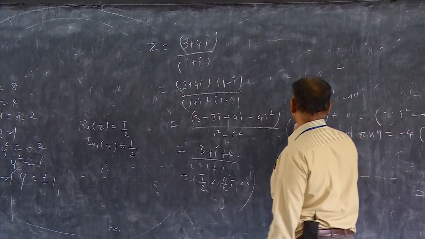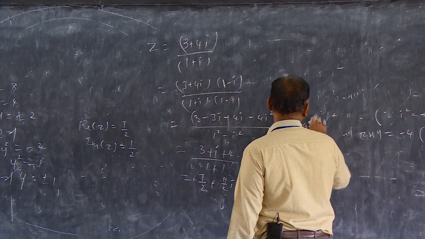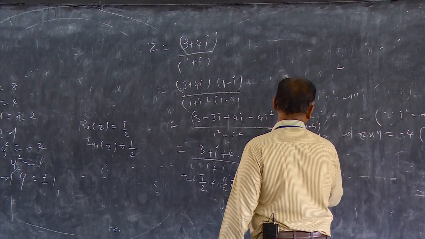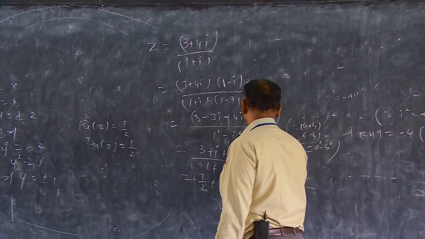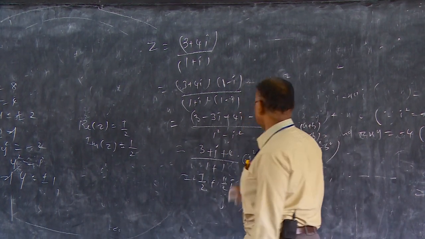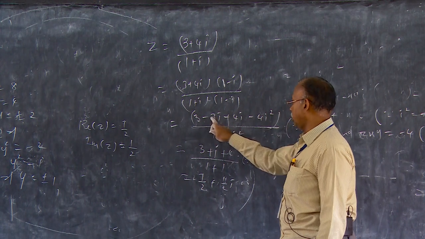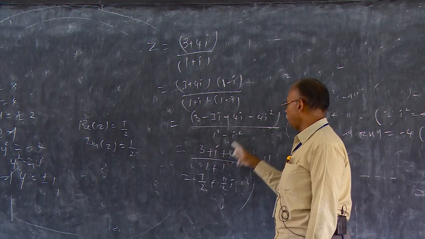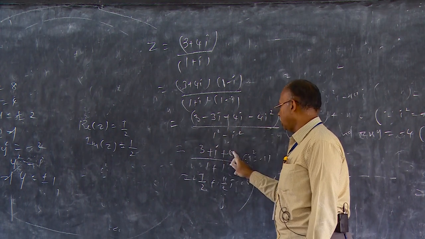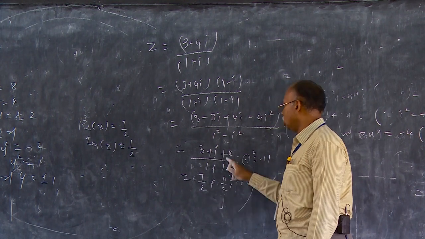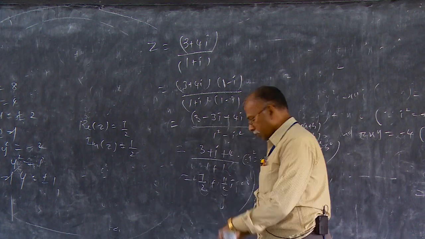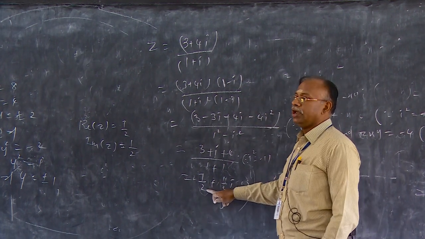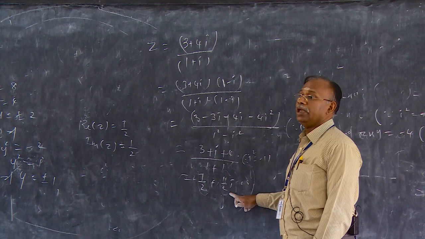The rule here is a plus b into a minus b is equal to a square minus b square. Now, I'll replace everywhere i square as minus 1. Now 4i minus 3i is plus i. This becomes plus 4, since i square is minus 1. 3 plus 4 is 7, so 7 by 2, and this is 1 by 2 i. This is my real part, and this is my imaginary part. Now, 7 by 2 is my real part, and 1 by 2 is my imaginary part.